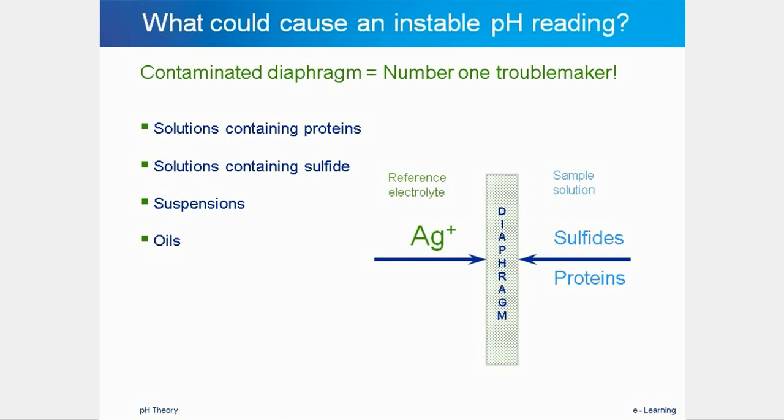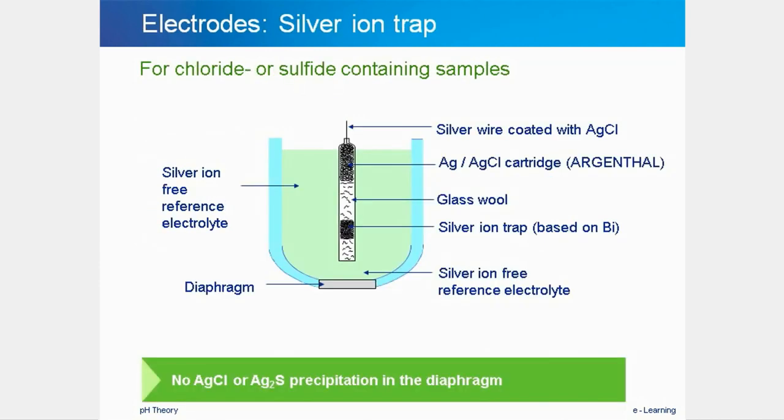Another reason why the diaphragm can be blocked is if a chemical reaction takes place between the inner electrolyte of an electrode and the sample solution outside the diaphragm. This can happen if there are, for example, sulfides present in the sample and silver ions in the reference solution. When the two meet inside the diaphragm, the silver ions and the sulfides will form solid silver sulfide, and this will block the junction. Another important part of the pH electrode is the reference element.